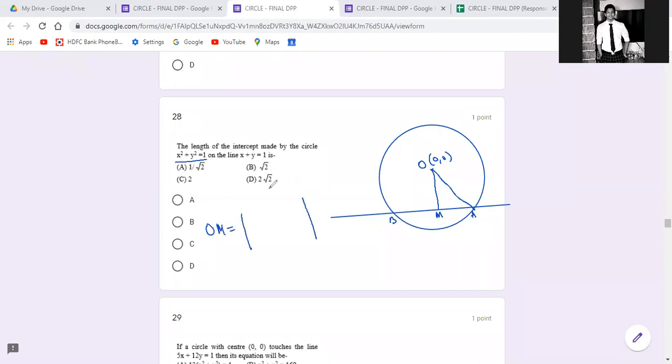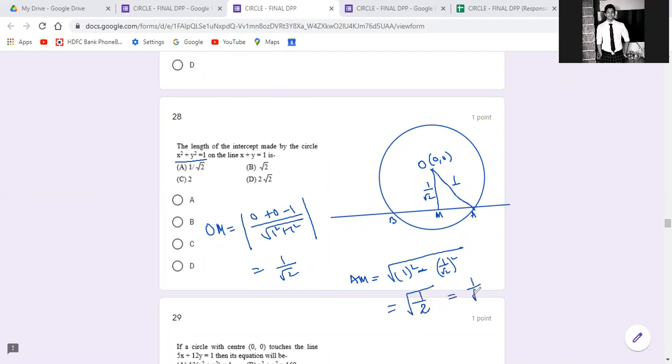OM is 0 plus 0 minus 1 upon root of 1 square plus 1 square. So 1 by root 2 is OM. This is 1. Now use the Pythagoras theorem. AM is equal to root of 1 square minus (1 by root 2) square. So root of 1 by 2 will come. So you got 1 by root 2. That is only AM, but you want AB, 2 times 1 by root 2. So the answer is root 2. B is the answer. Is it fine?